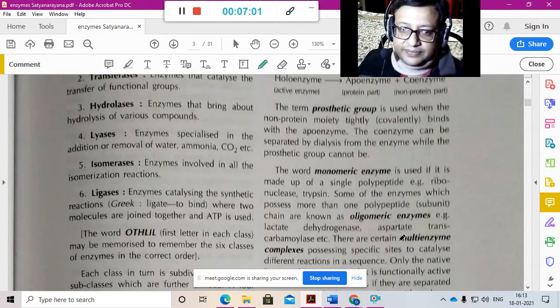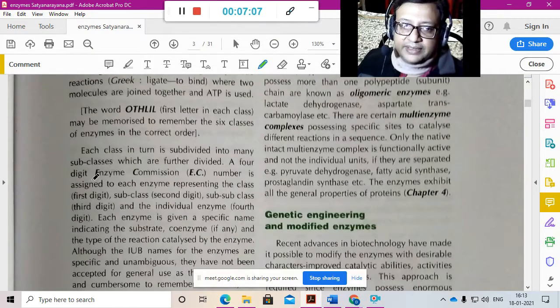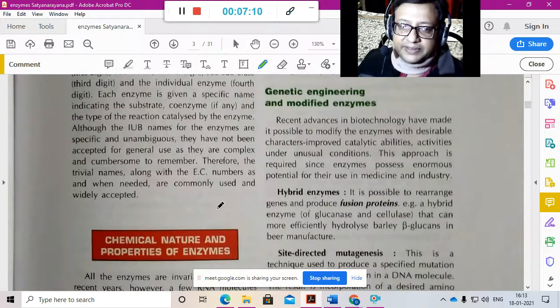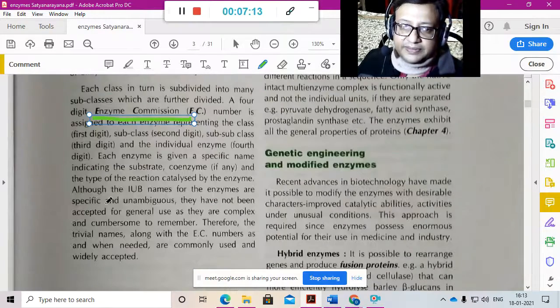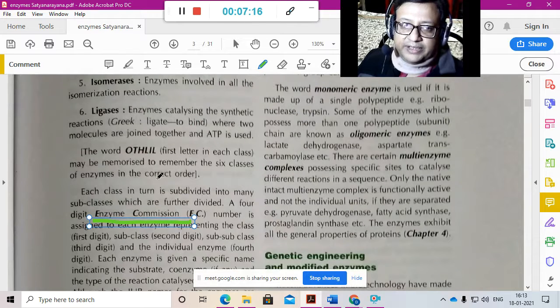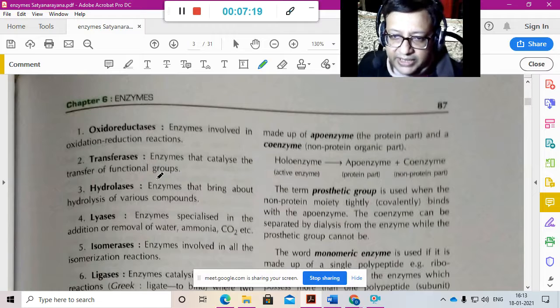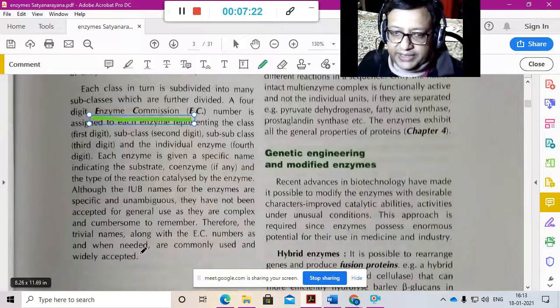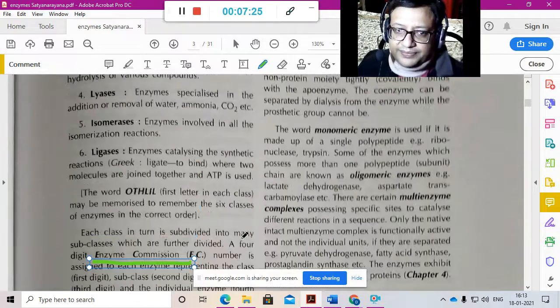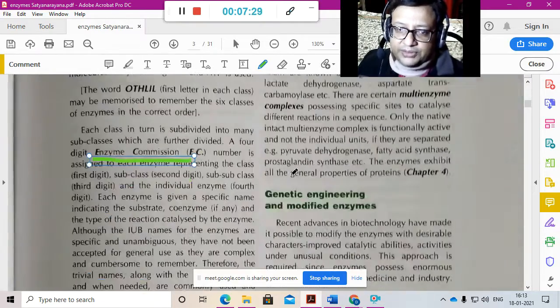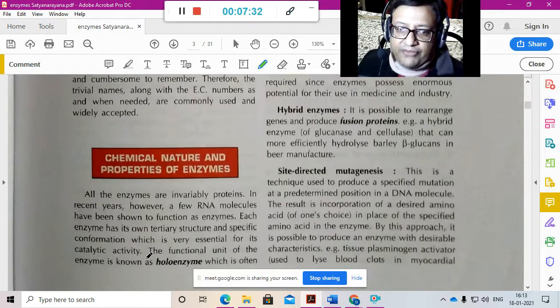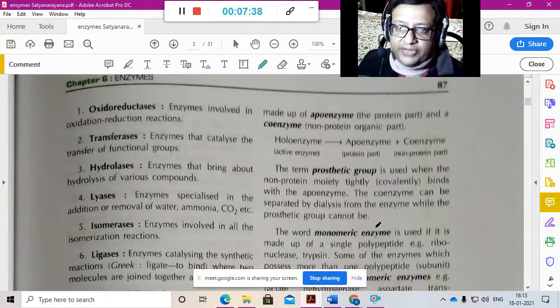Then there are certain enzyme commission numbers that are given. But I would say forget about enzyme commission numbers over here. Try to concentrate more on the 6 types of classification. Okay, so the functional unit of the enzyme is known as the holoenzyme, which is often made up of apoenzyme, the protein part, and a coenzyme, the non-protein organic part.